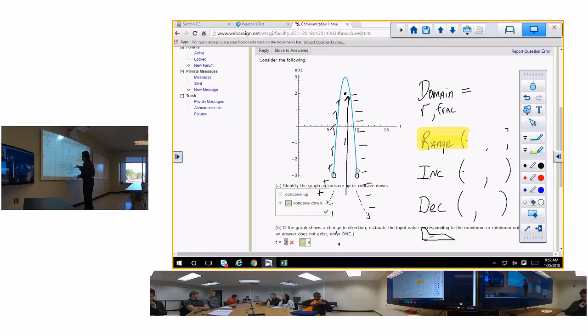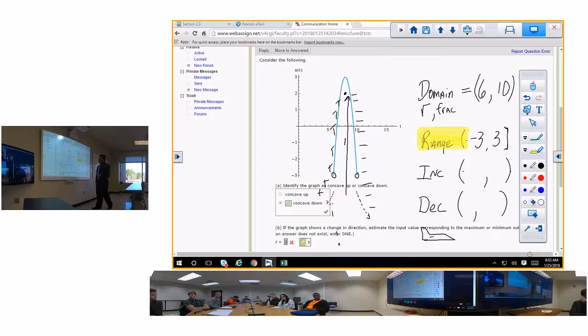6 and 10. So the domain goes from 6 to what? To 10. The range is from -3 to what? +3. -3. We touch 3 because it's for the vertex.